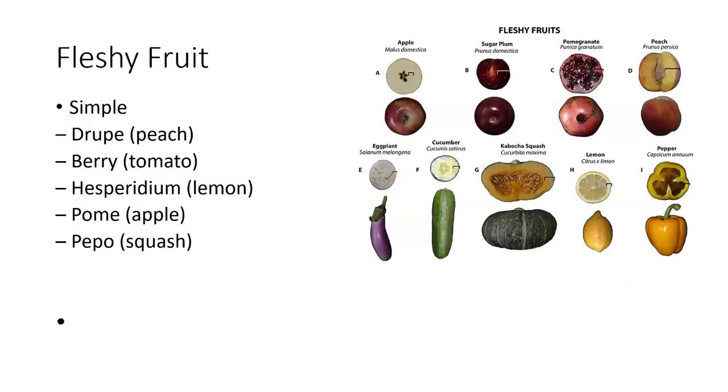Fleshy fruits, some examples include a drupe. That's a peach, or stone fruits. That's classified as a drupe. A berry: tomatoes are actually a berry, because they are produced from one flower and one fruit. Hesperidiums are your lemons and citrus. Pome is going to be an apple and pear. And a pepo is a squash, any of your cucurbit plants. Squash is a good example of that. Eggplant would be another.